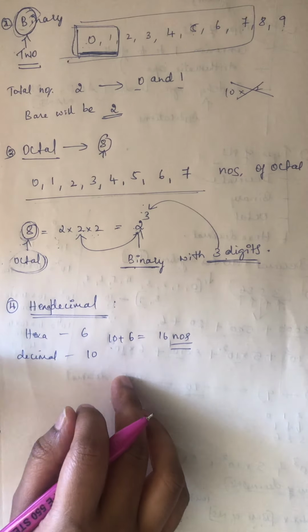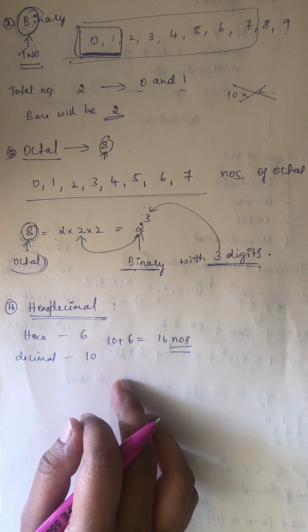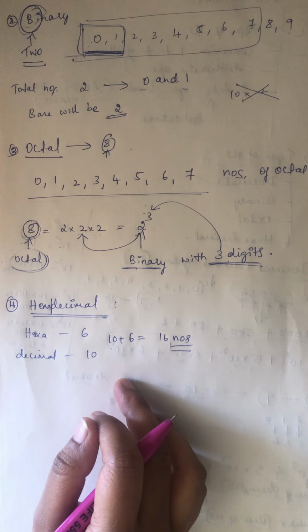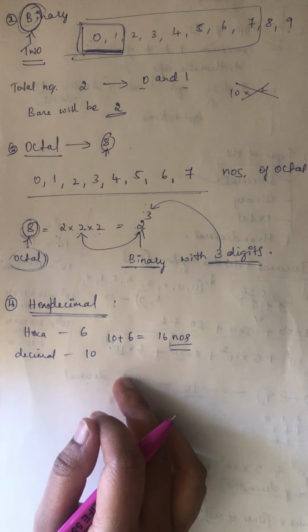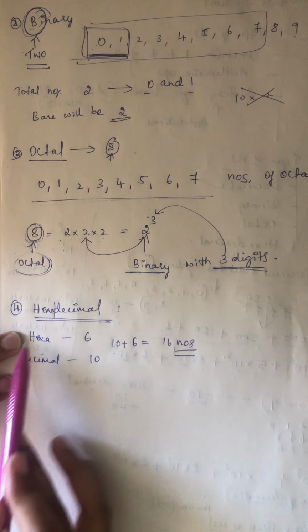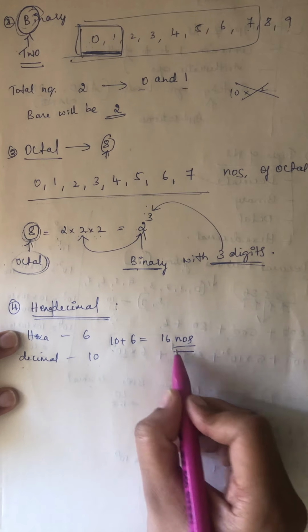The total numbers available in a number system we can directly guess from its name. So decimal is 10, binary is 2 as the name says. Octal, the name suggests we will have 8 numbers. Hexadecimal, you just take the combination hexa plus decimal. Hexa is 6, decimal is 10. So 10 plus 6 is a total of 16 numbers.